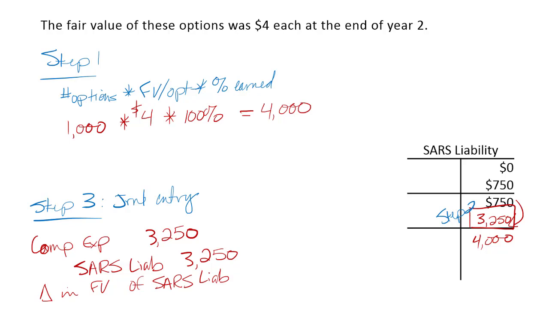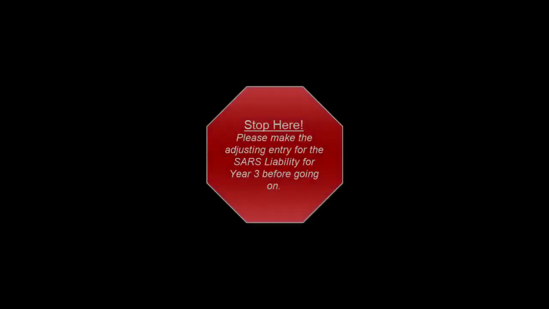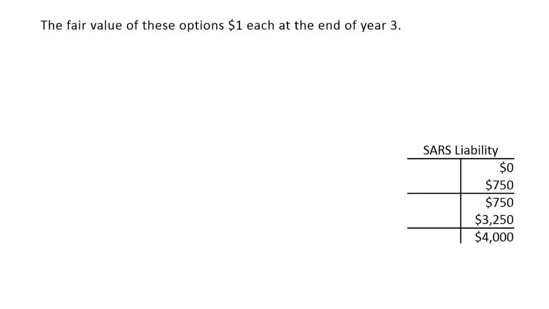We have one more year's worth to look at before Sally decides to exercise her options. So please pause it here. We now have a $1 value at the end of year three. Go ahead and do the necessary journal entry. Now that you've done the journal entry for year three, let's just briefly walk through it together, and then we can jump into how we record the exercise or use of these options.